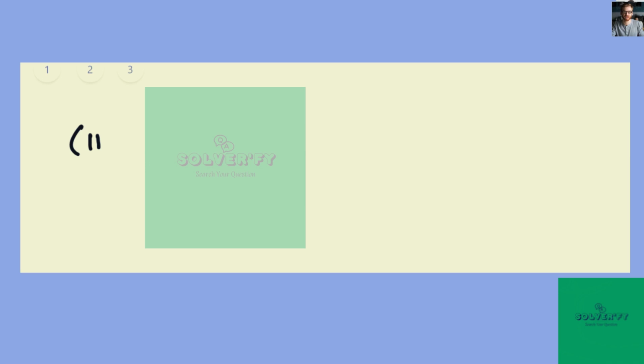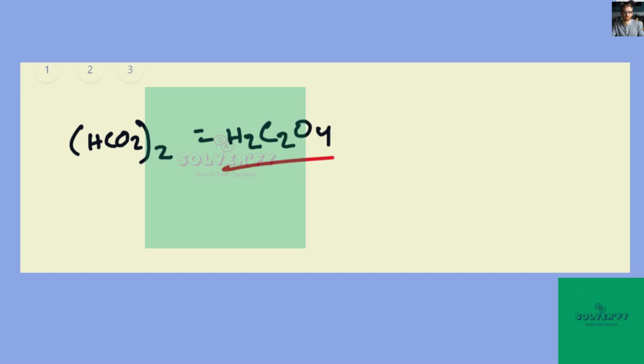So now we can just place the value of N here to find the molecular formula. So the molecular formula will be HCO2 whole bracket, since the N value is 2, and we just multiply each one by 2, which will be H2C2O4. So this is the molecular formula for the empirical formula and the molecular mass given.